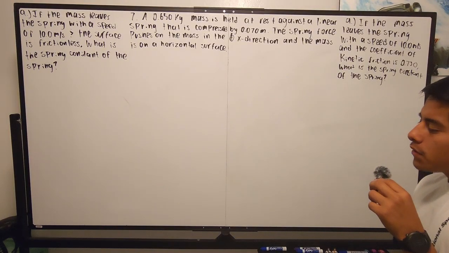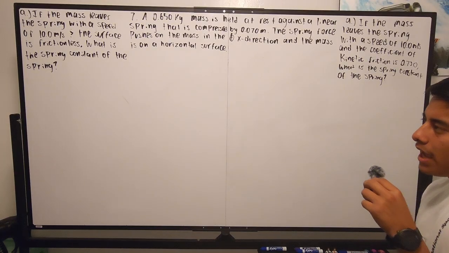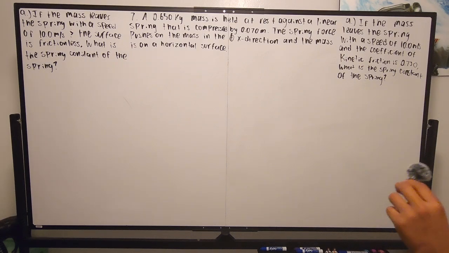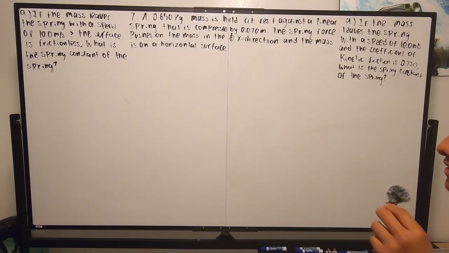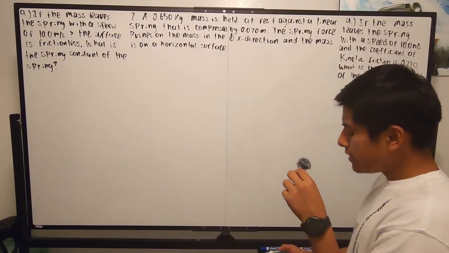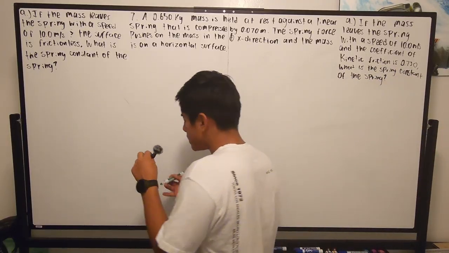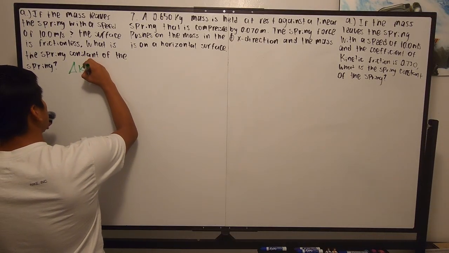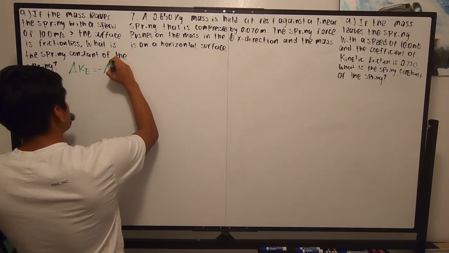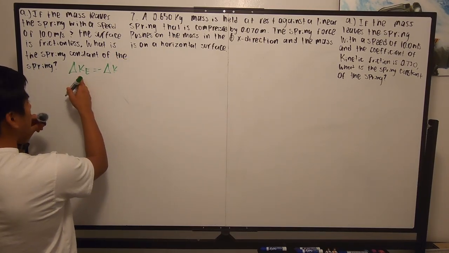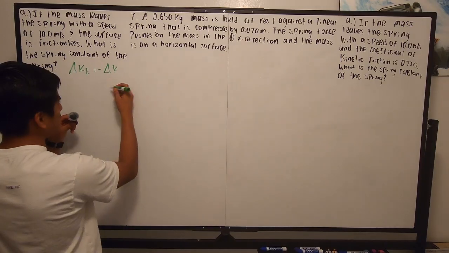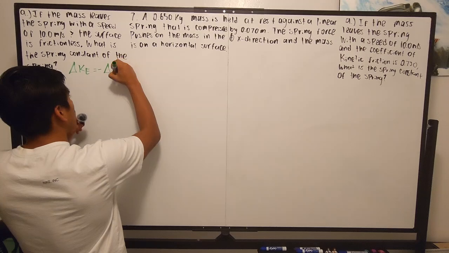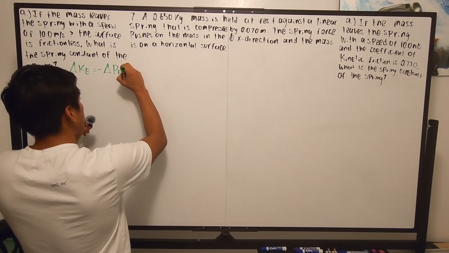So in part A, the only force that is going to be accelerating this mass is the spring force. And since the spring force is a conservative force, the way that I'm going to say it is that the change in the object's kinetic energy is going to be equal to negative the change in the potential energy of the spring specifically.